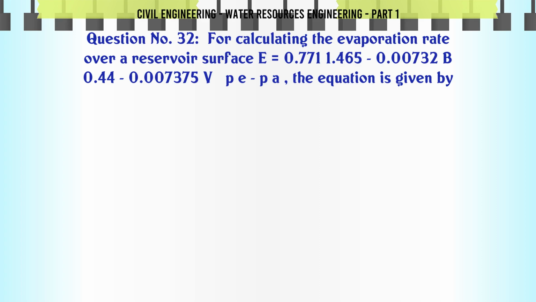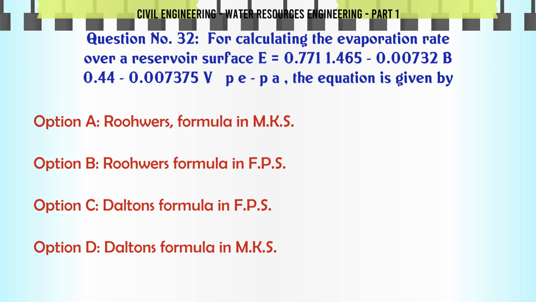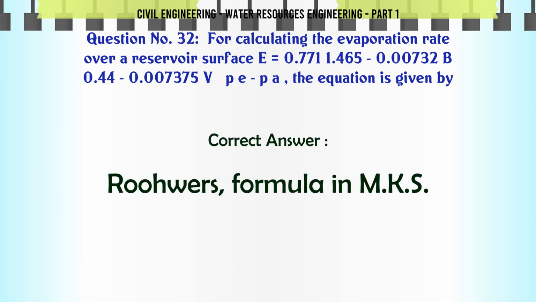For calculating the evaporation rate over a reservoir surface, E is equal to 0.771 (1.465 - 0.00732 B) (0.44 + 0.0737 V) PA. The equation is given by: A. Roux's formula in MKS, B. Roux's formula in FPS, C. Dalton's formula in FPS, D. Dalton's formula in MKS. The correct answer is Roux's formula in MKS.